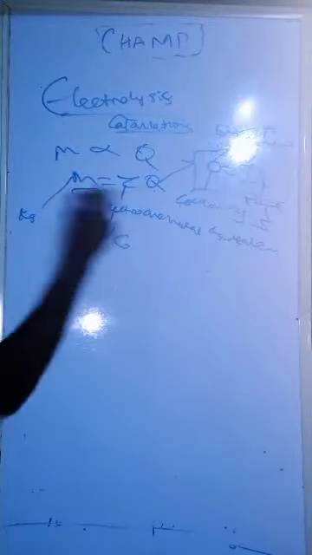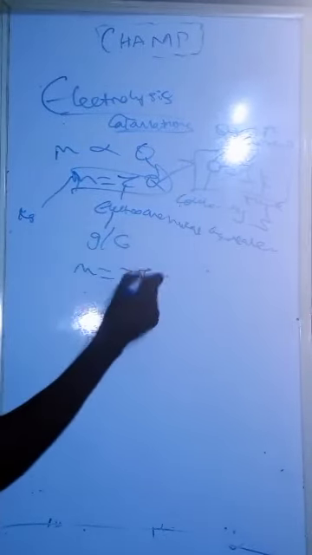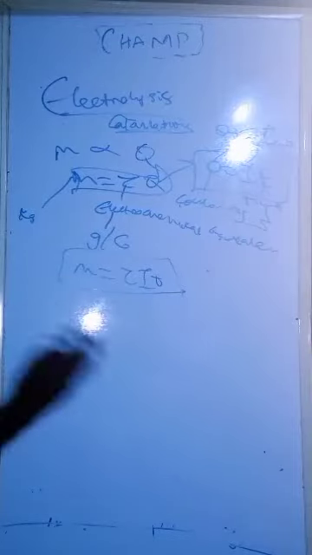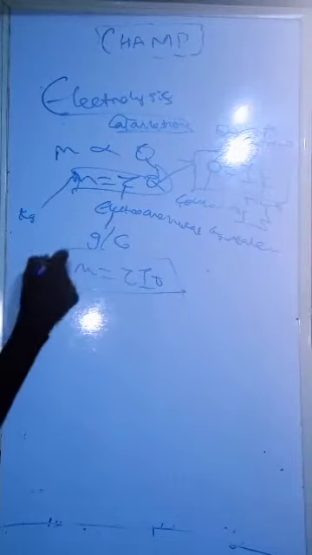So I can slot this in that M is equal to Z. What's Q? IT. So anywhere I see Q, I can put my IT there. M is equal to ZIT. So this is one formula then. Let me just give you some formulas that are useful to you. M is equal to ZIT.